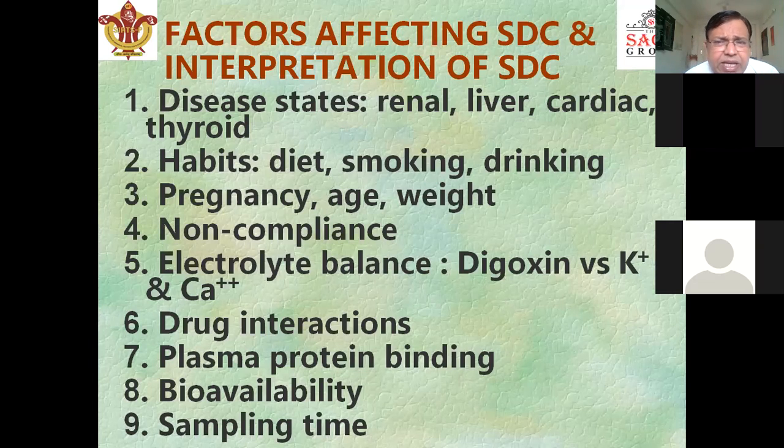In the exam, they can directly ask SDC or TDM or some abbreviation, and you have to answer or elaborate on that. You must be able to elaborate, so go through it. Second is habit, which also affects the SDC: diet, smoking, drinking, pregnancy, age, weight, lactating mother. That is also an important criterion. Non-compliance and electrolyte balance, like digoxin versus sodium, potassium and calcium level, directly affect it.